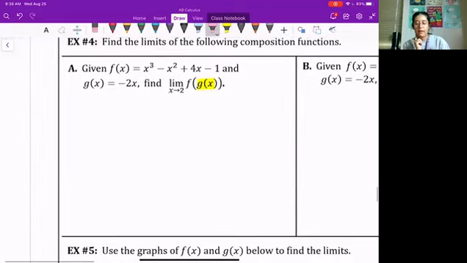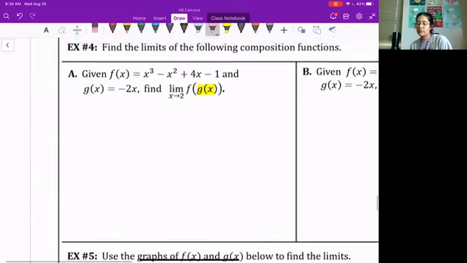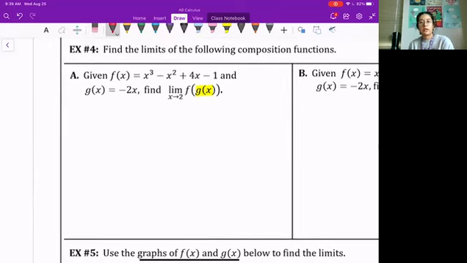Here we are, A. Find the limits of the following composition functions. It says, given that f of x equals x cubed minus x squared plus 4x minus 1, and g of x equals -2x, find the limit as x approaches 2 for f of g of x. So first things first, I want to rewrite this limit into something a little bit simpler, just a limit with a plain old function. Since f was on the outside, I'm going to pull that out, and on the inside, I'll have the limit as x approaches 2 for g of x.